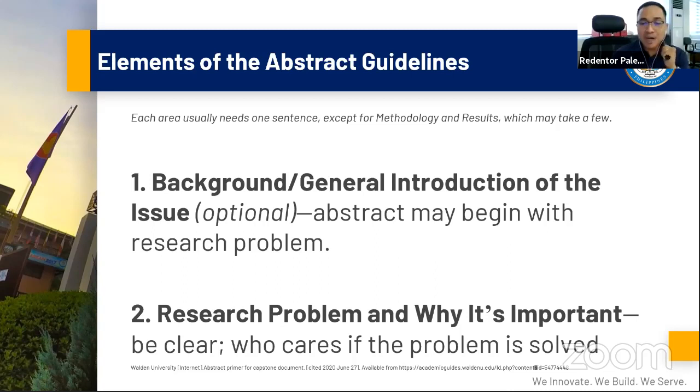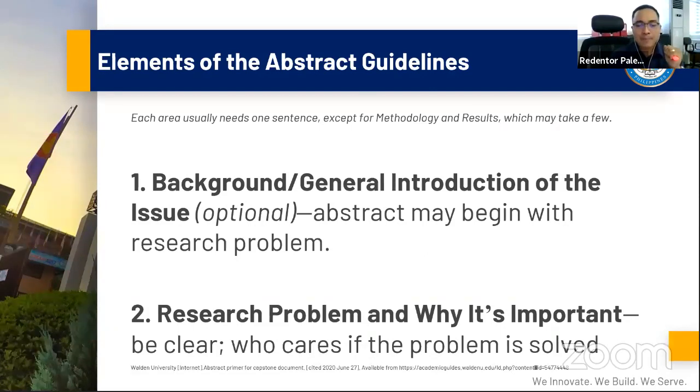Background or the general introduction of the issue. But most of the time, this one is optional. The abstract may begin with the research problem, so it's optional; you may not. Some other books would say you need not mention the title at the beginning of the abstract. So it depends. For them, it's optional. You may or you may not.